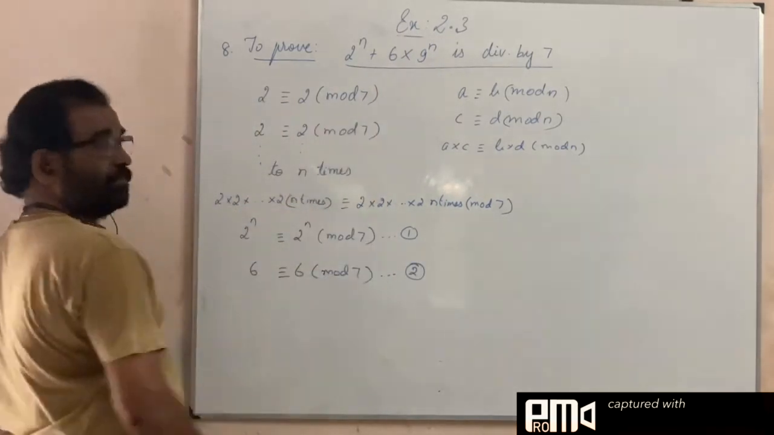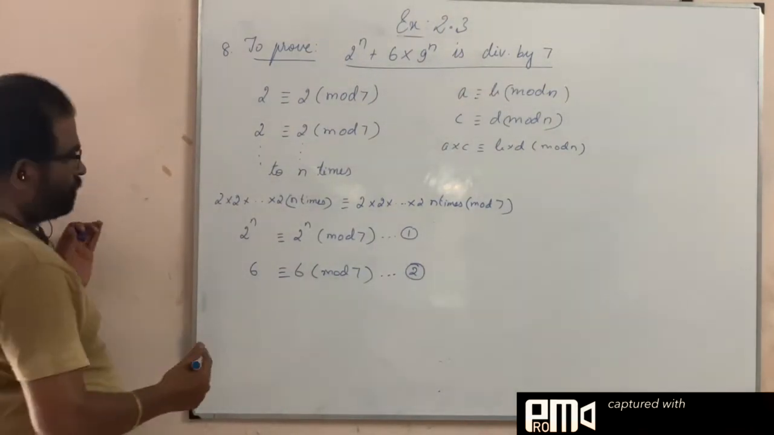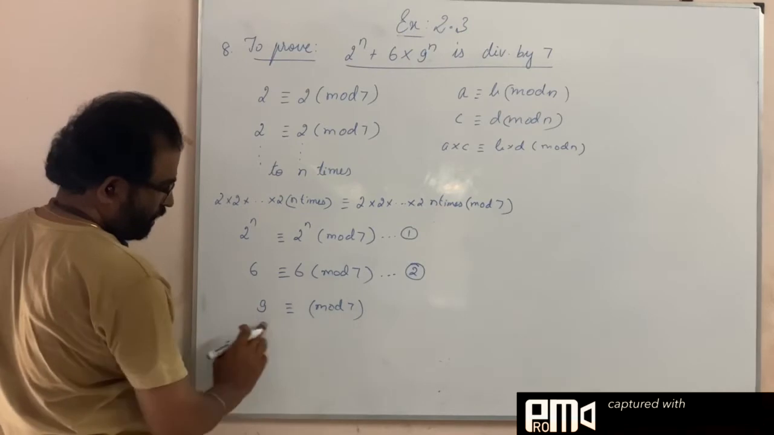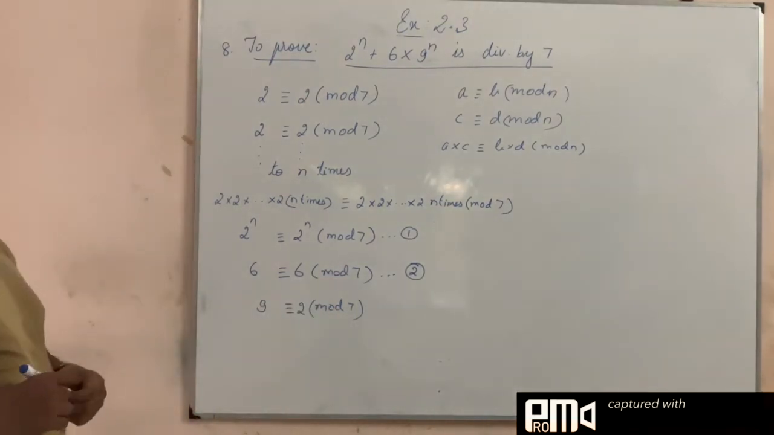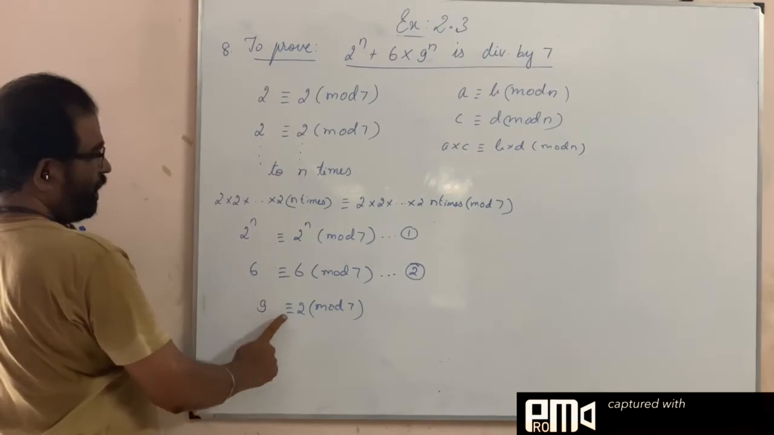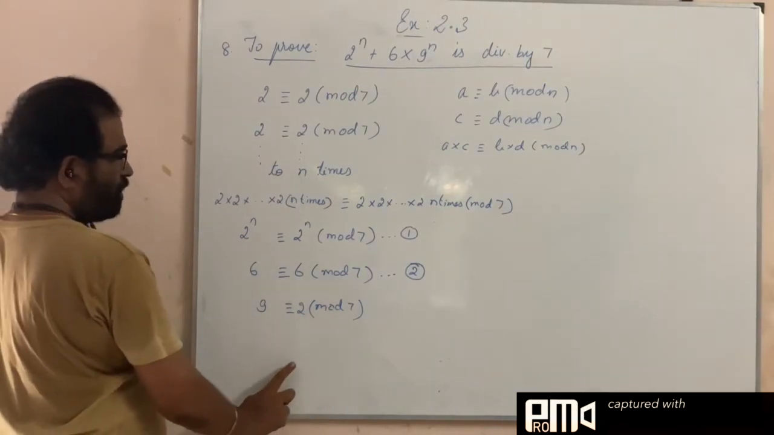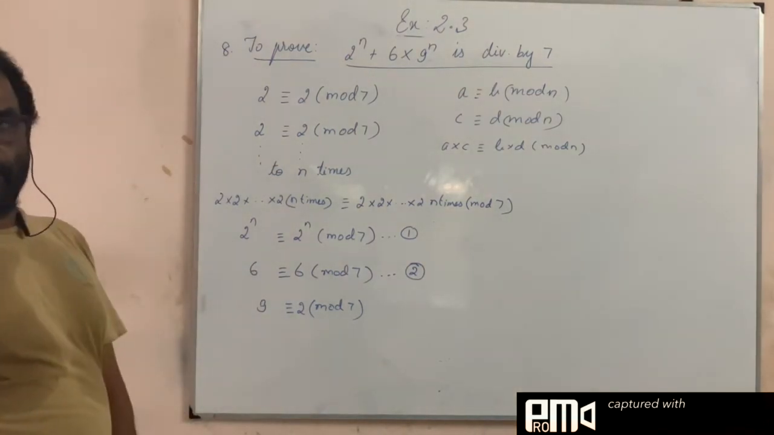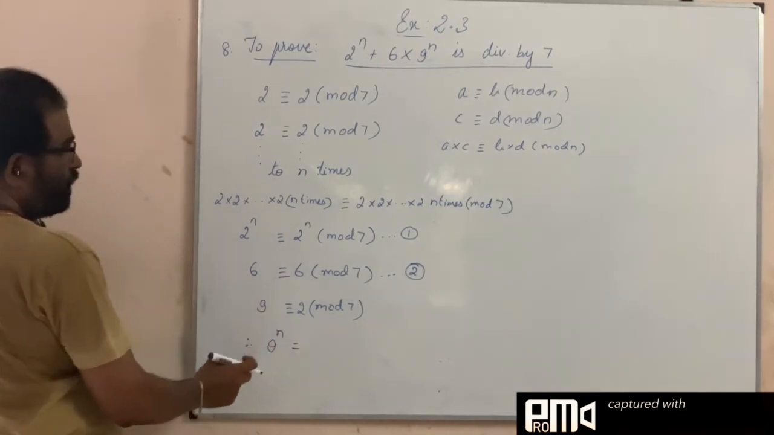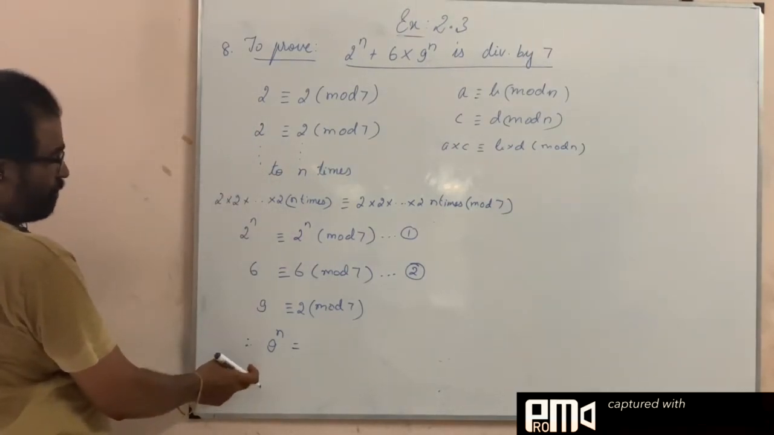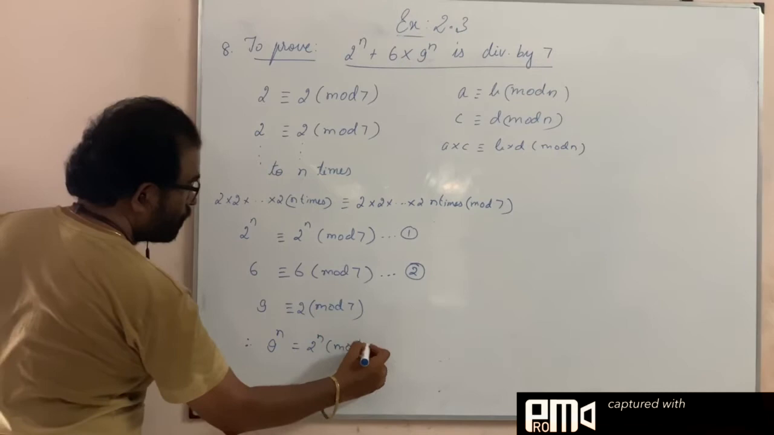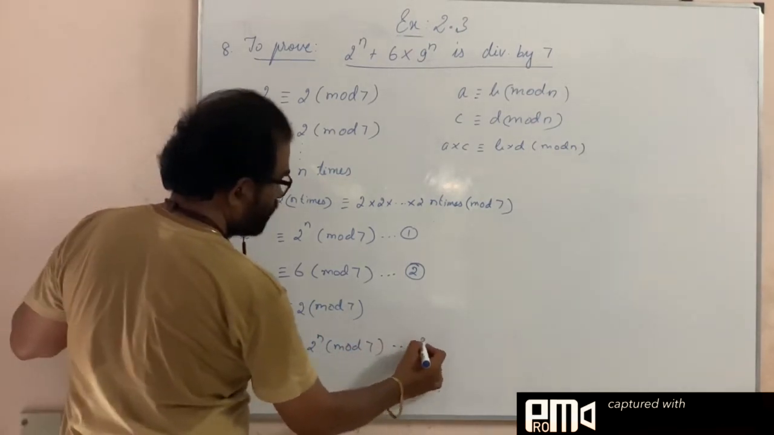I got this for 2 power n, and for 6. Then I need this for 9 power n. So first I take 9. 9 is congruent to which number mod 7? When 9 is divided by 7, the remainder is 2. So 9 is congruent to 2 mod 7. Taking this n times and multiplying all of them, 9 into 9 into 9, n times, is 9 power n, and on the right side 2 into 2 into 2, n times, is 2 power n, mod 7. I keep this as 3.